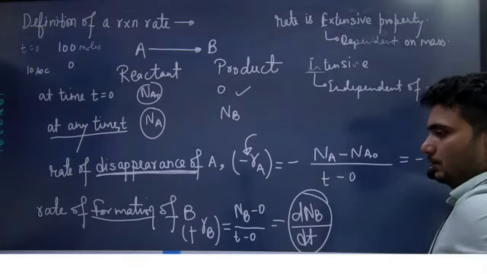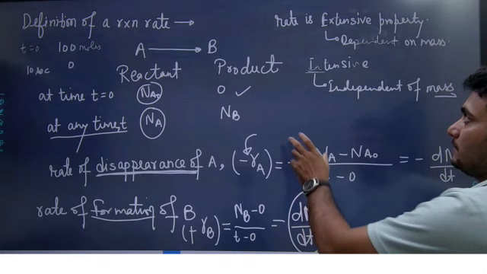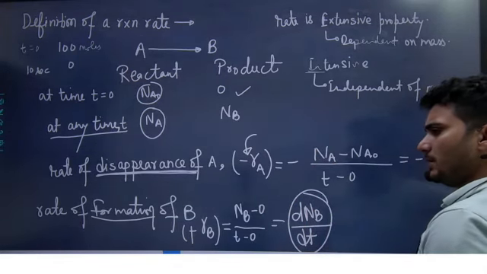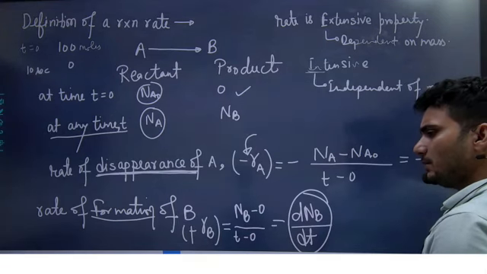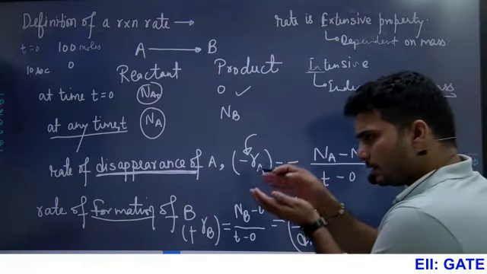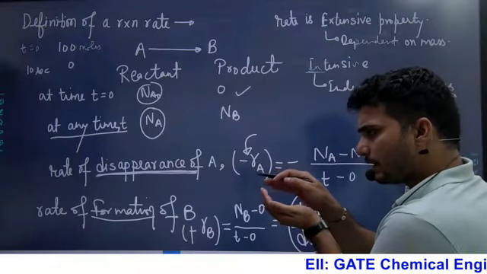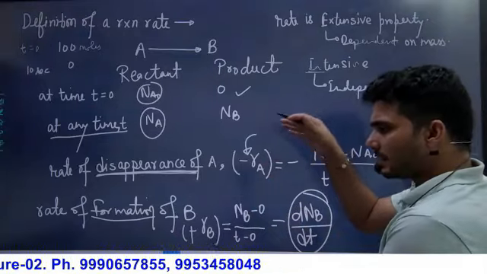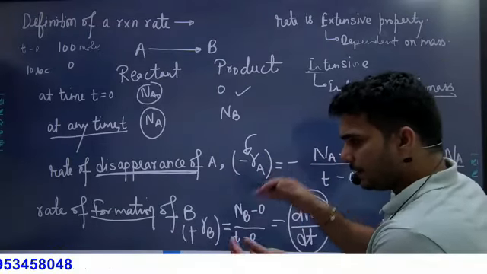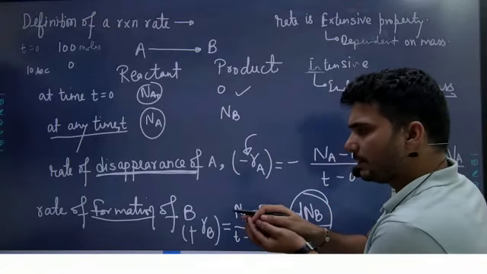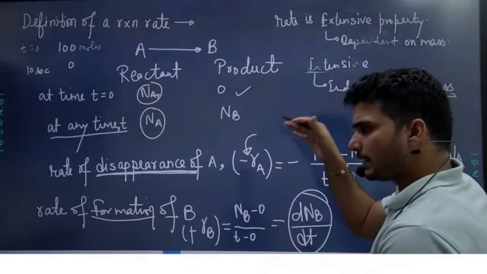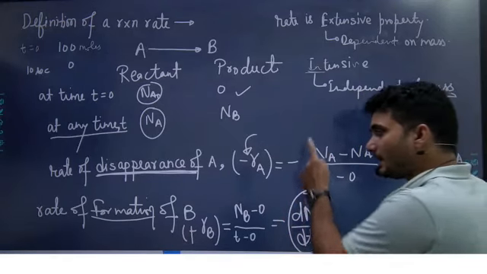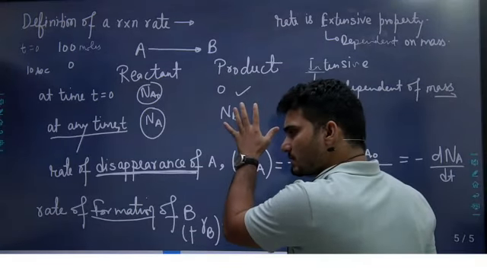So the extensive property means it depends on the amount of feed. If you are taking a small amount, the rate will be different. If you are taking a large amount, the rate will be different. So at that time, we find that it is depending on the mass.